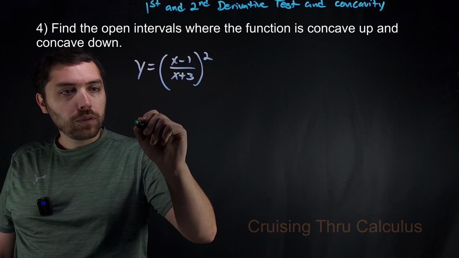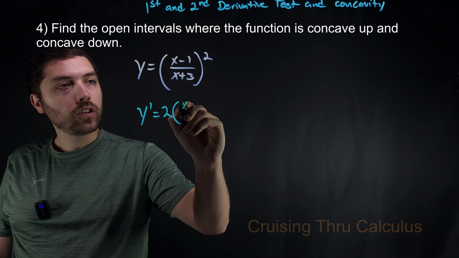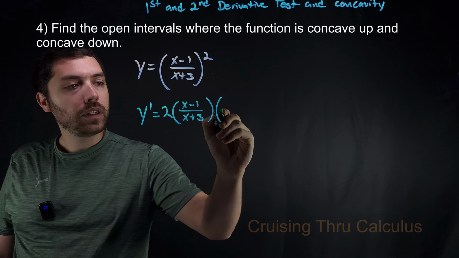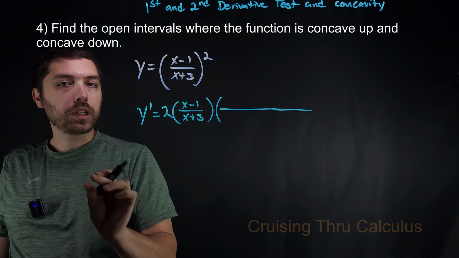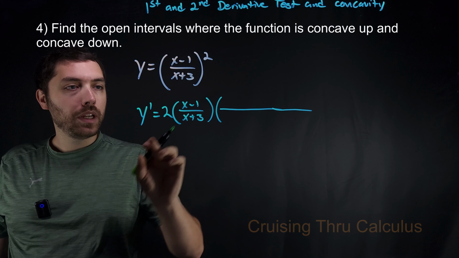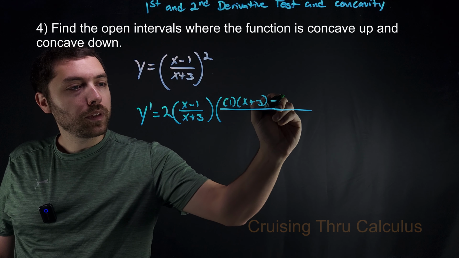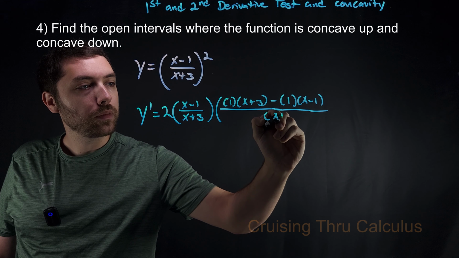So let's start by finding the derivative. Here we're going to need to use the chain rule. So bring the 2 down, subtract 1 from the exponent, leave the inside alone. We're going to have to multiply by the derivative of the inside, so that means we're going to need to use the quotient rule now. So that means I need the derivative of the top times the bottom minus the derivative of the bottom times the top, all over the bottom squared.